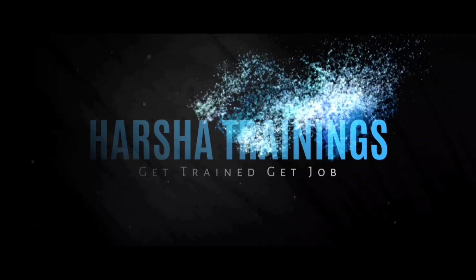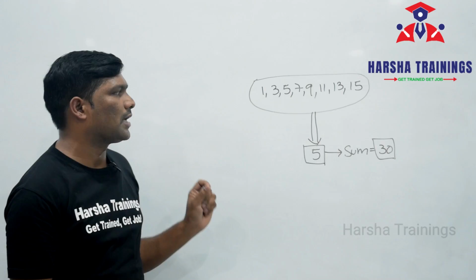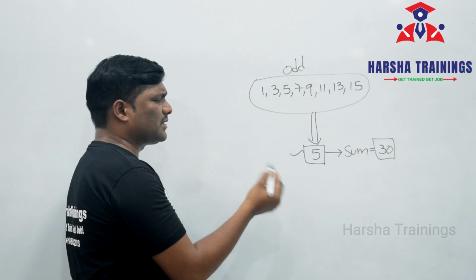Okay, look at the screen, guys. The given problem is 1, 3, 5, 7, 9, 11, 13, 15. It means the odd numbers from 1 to 15. You can take any 5 numbers. Numbers can be repeated, no issue, guys. The sum is 30.